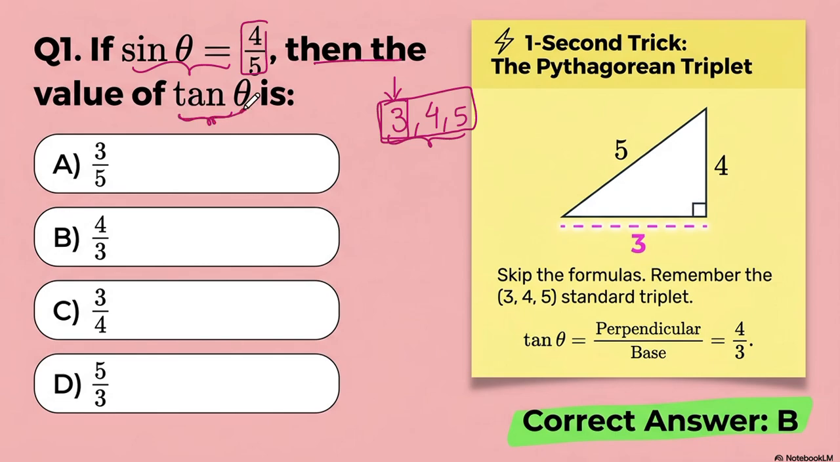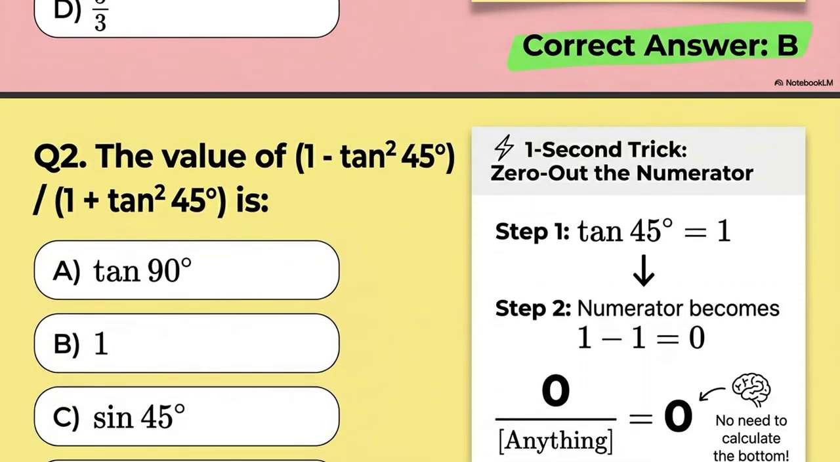We have to find the value of tan theta. Let's say theta is here. Our sin theta is opposite, which is 4, upon hypotenuse, which is 5, which is given. Tan theta is opposite upon adjacent, so 4 upon 3. The correct answer is B, 4 by 3. Look at the next question.